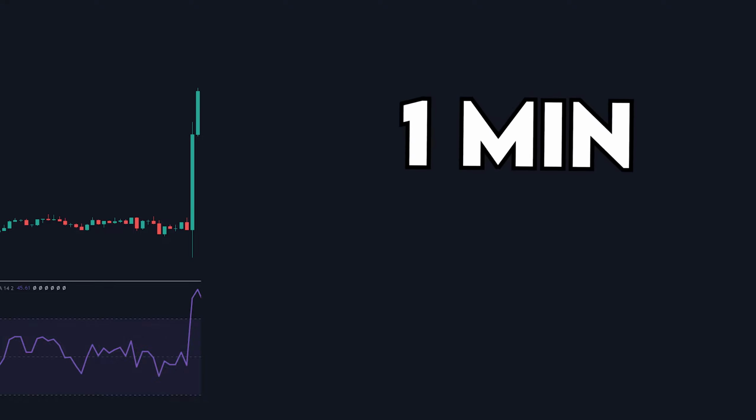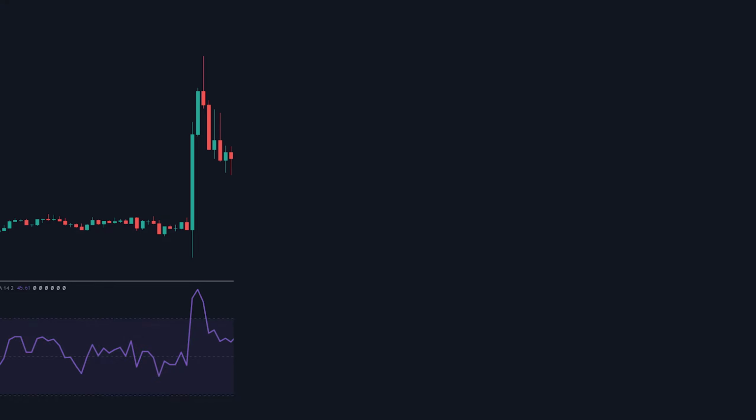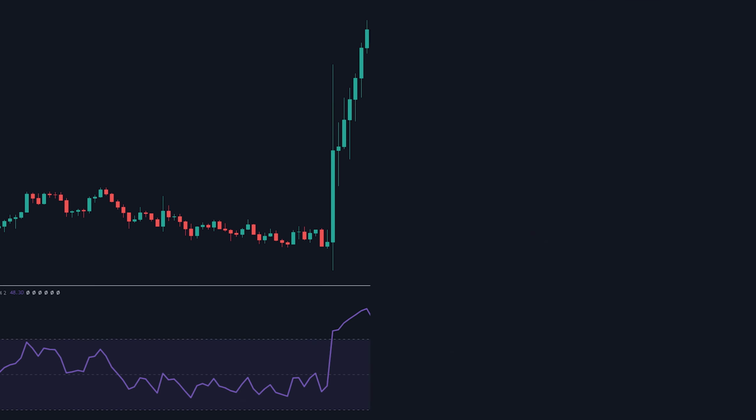We go back to the 1-minute time frame and the price does a little pullback and continues to head upwards. So good thing we waited on that short. Price then hits the oversold area again. We then check the 5-minute time frame, and this time the RSI is in the oversold area on the 5-minute as well.